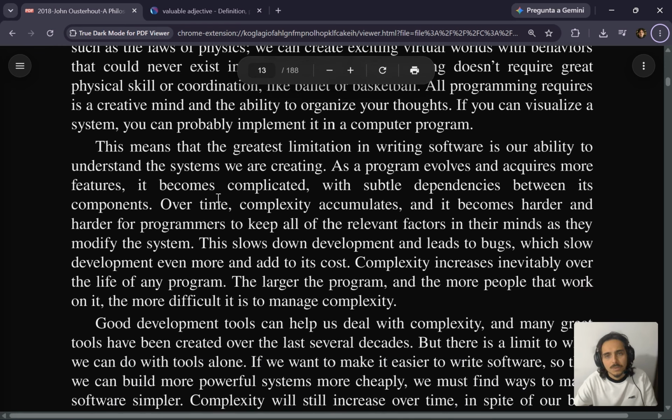As a program evolves and acquires more features, it becomes complicated with subtle dependencies between its components. Over time, complexity accumulates, and it becomes harder and harder for programmers to keep all of the relevant factors in their minds as they modify the system. This slows down development and leads to bugs, which slow development even more and add to its cost. Complexity increases inevitably over the life of any program. The larger the program and the more people that work on it, the more difficult it is to manage complexity.